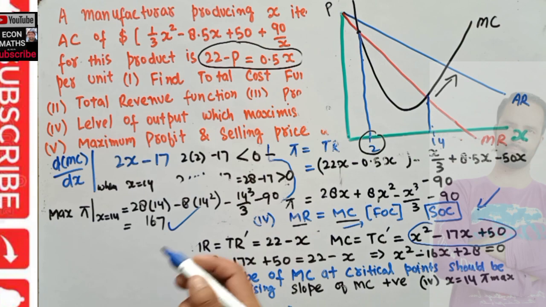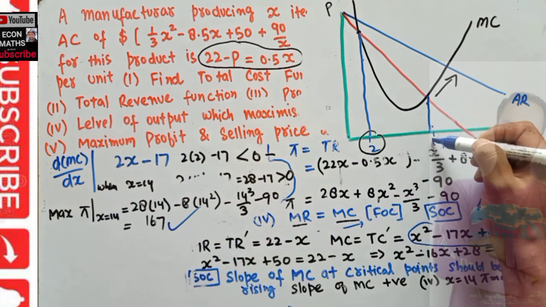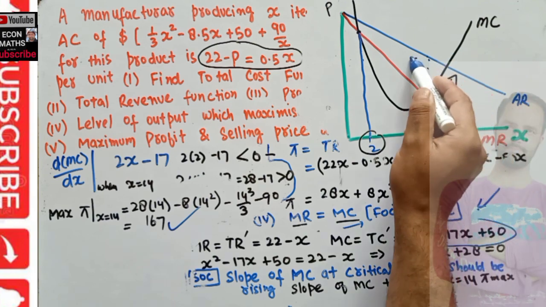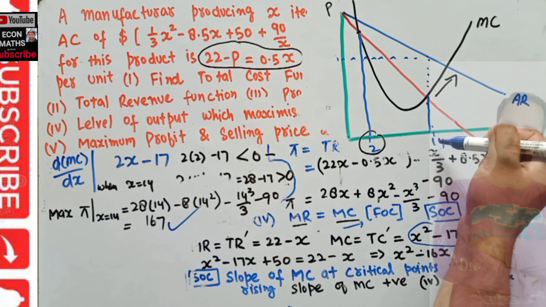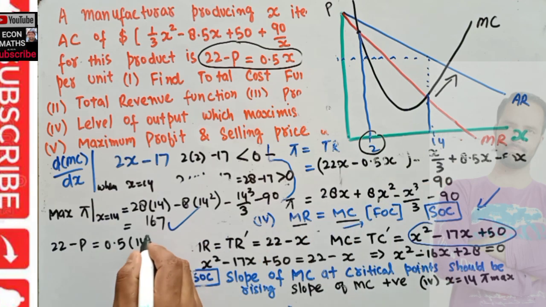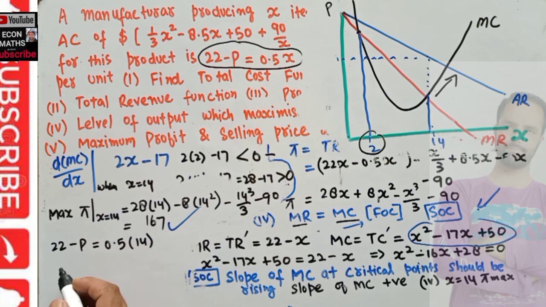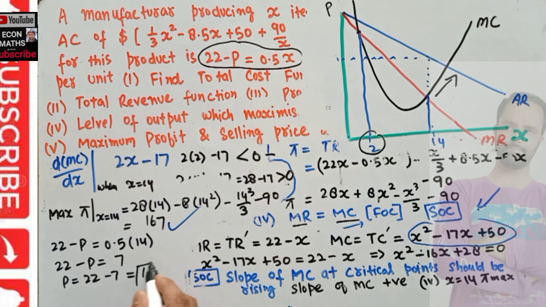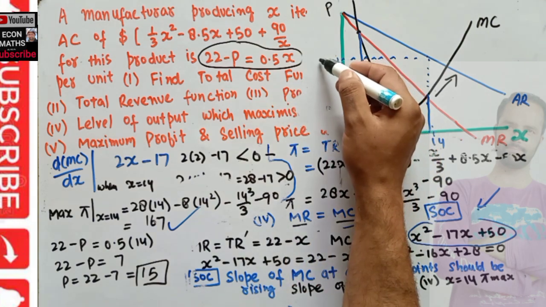And what will be the selling price at the profit maximizing point? When x is equal to 14, corresponding to this we will get the selling price. Go straight to the average revenue function, which is 22 minus p is equal to 0.5 times x. The value of x is 14, so 22 minus p is equal to 7, or p is equal to 22 minus 7, which comes out to be 15. So the profit maximizing price will be 15.